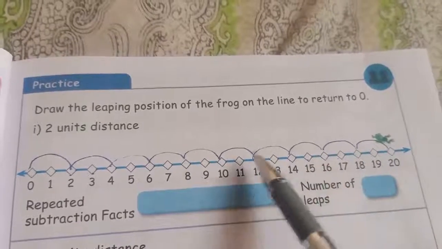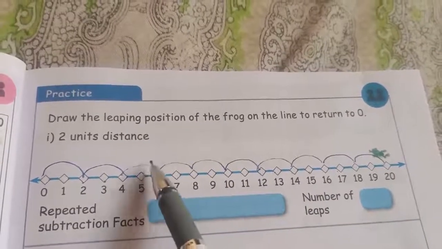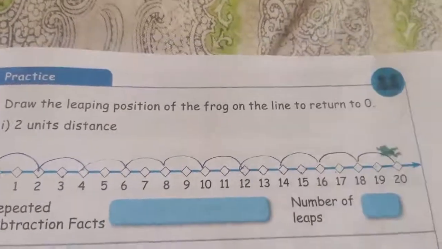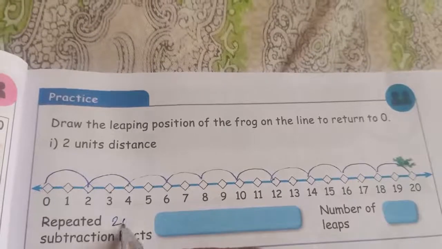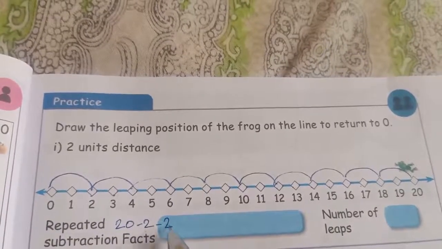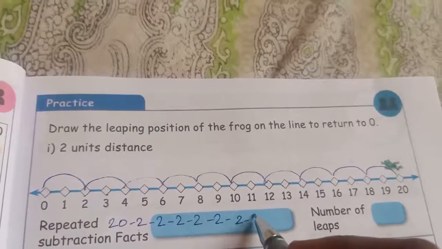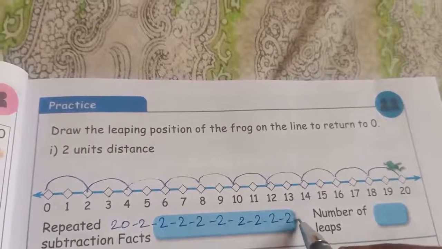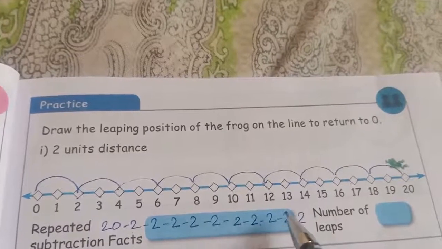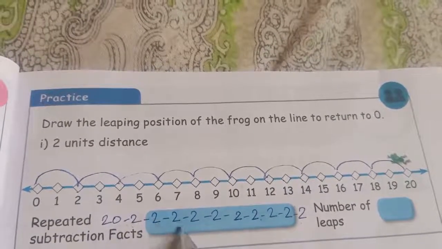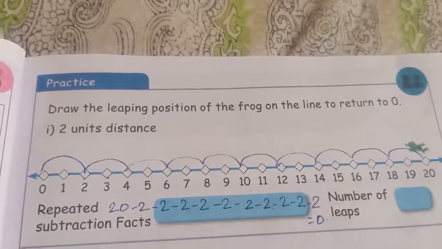Seema, here how many times are we subtracting 2? 1, 2, 3, 4, 5, 6, 7, 8, 9, 10. So now, we subtract 20 from, we can subtract 10 twos. See, 20 minus 2 one time, this one second time, third time, fourth time, fifth time, sixth time, seventh time, eighth time, ninth time and 10th time. Okay, see 1, 2, 3, 4, 5, 6, 7, 8, 9 and 10. So 10 twos are 20. So 20 minus 20 is equal to 0. Okay, so this is called repeated subtraction fact.